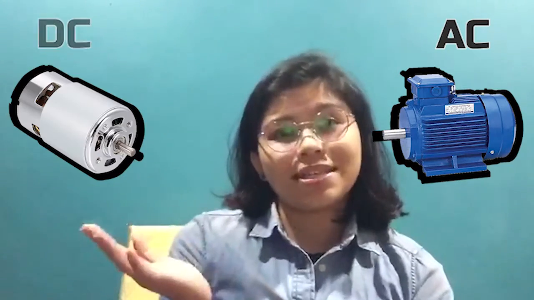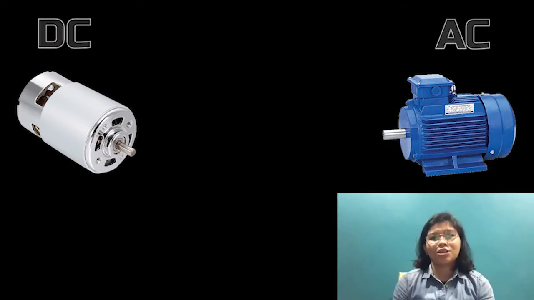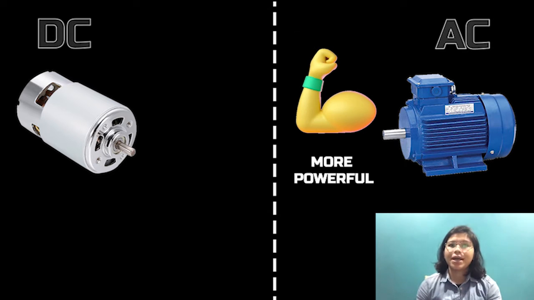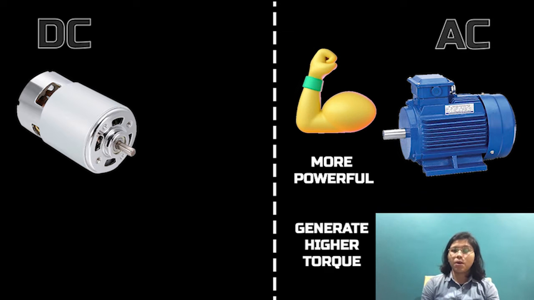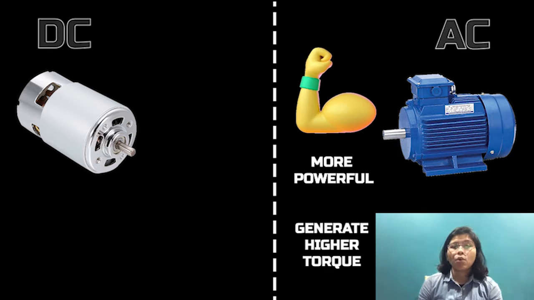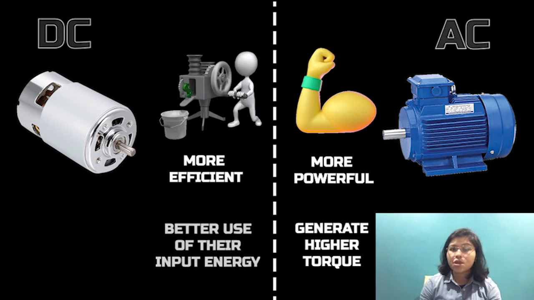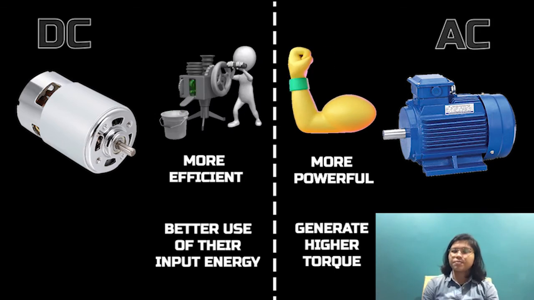First of all, which motors are more powerful, AC or DC? AC motors are generally more powerful as they can produce a higher torque by using a more powerful current. However, DC motors are typically more efficient and make better use of their input energy. Both AC and DC motors come in a variety of sizes and strengths that can meet the industry's requirements.